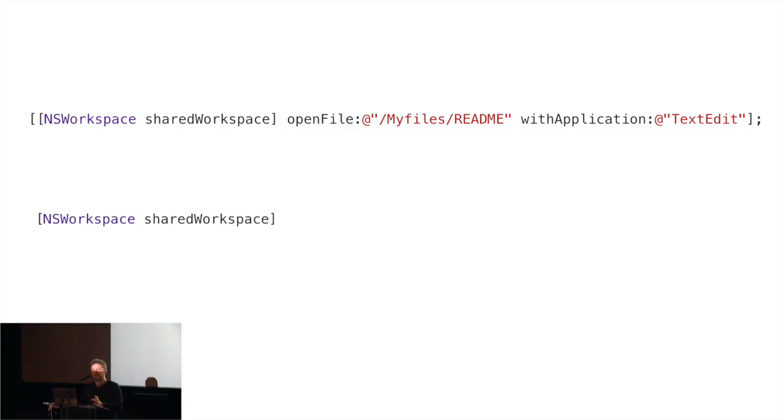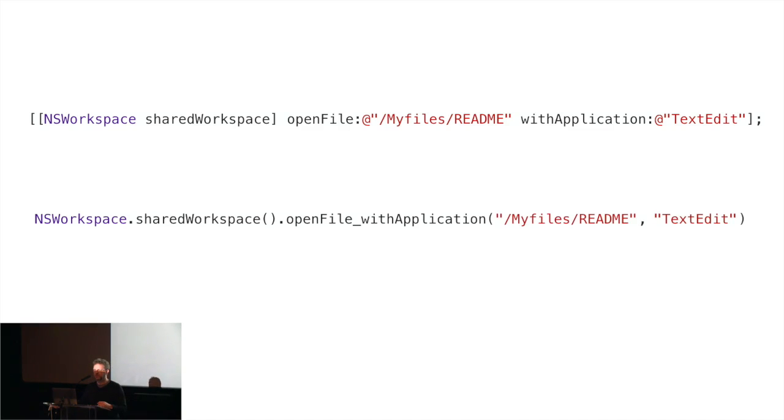and we're going to take the NS Workspace, shared workspace, convert that, and then we can convert the rest of the method call. Again, we bring the sections down, smash them together, and change the colons to underscores, and then add the arguments at the end. You might wonder, what's that @ sign in the Cocoa version? That's an Objective-C-ism that says, use this as a literal string. We don't need to do that in Python.